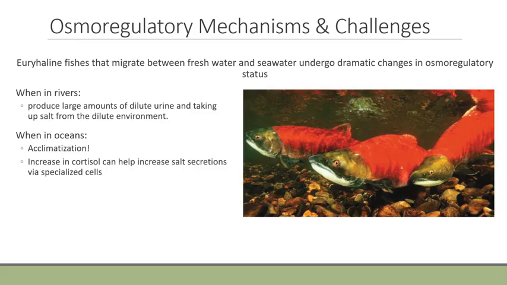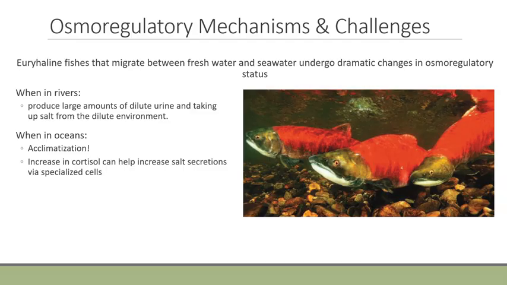If they are in the rivers, they will do what those freshwater fish do. They produce a lot of really dilute urine and try to take up as much salts as they can to help balance that out. Whereas when they are in the ocean, they have to rely on acclimatization. They have to do things that will help them not lose all the water to the very salty ocean itself.